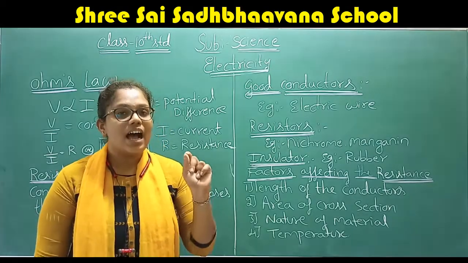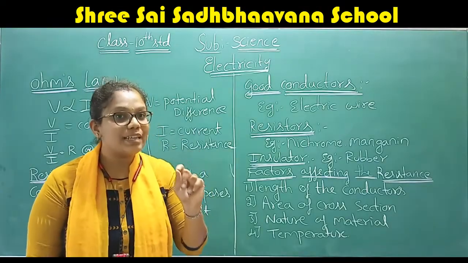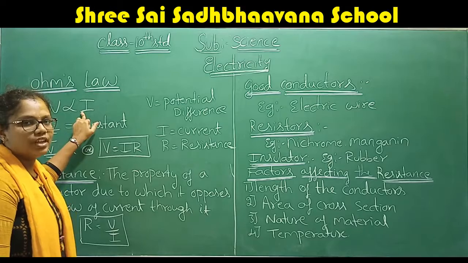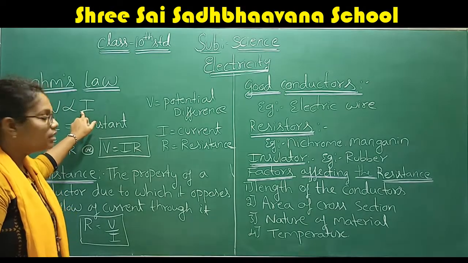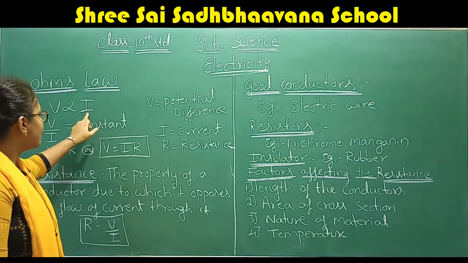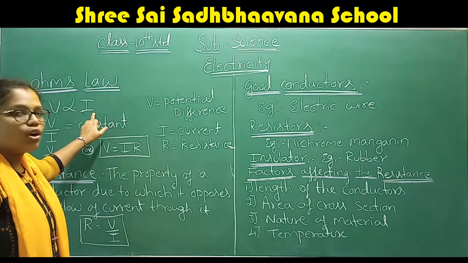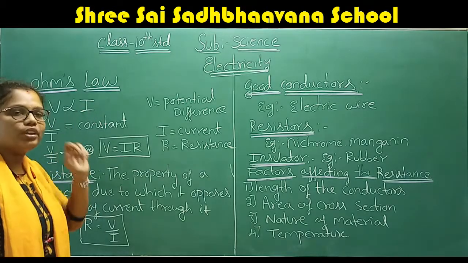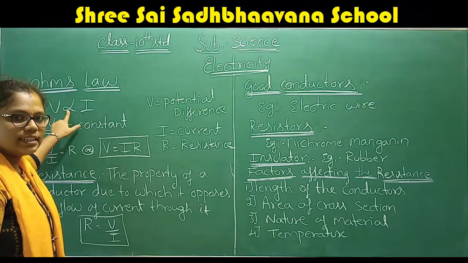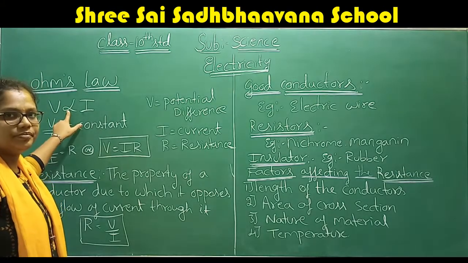You can say it like this also. At constant temperature, the current, I indicates the current, right? At constant temperature, the current flowing in the circuit is directly proportional. What does this symbol indicate? This symbol indicates directly proportional.